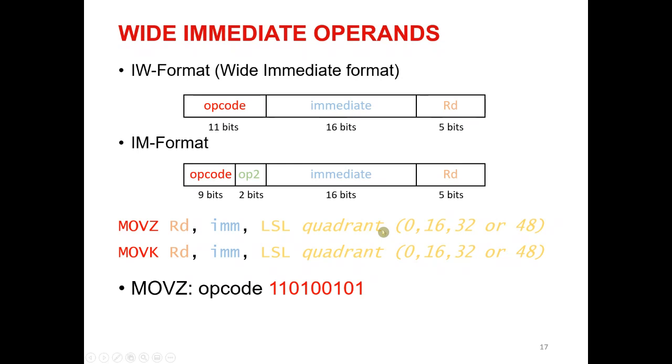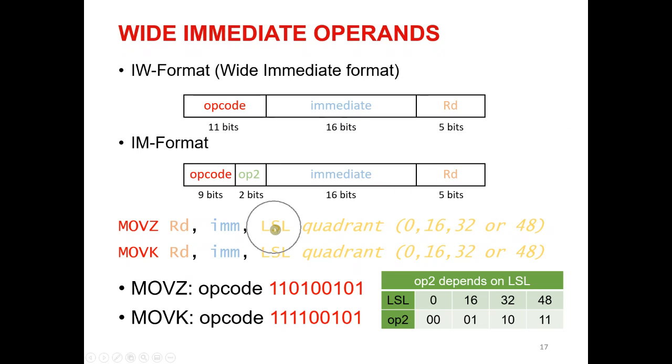For instance, for movz, we know that the operation code is the one we have on the screen, and I have already shown you how to get it. For movk, we have this other one, and for knowing the value of the second operation code, this operation code is going to depend on the value of logical shift left, on the value of the quadrant of the register that I'm going to modify.